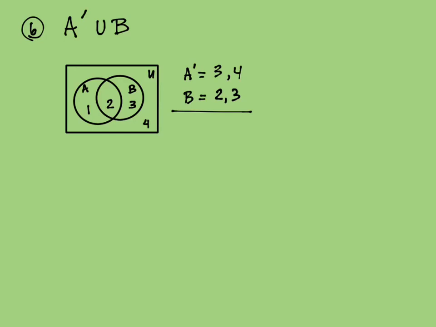Okay, back to it. Union, right? We're going to do a union. So we're going to join A prime union B. What does union mean? Together, unite. We get everything, right? We get everything.